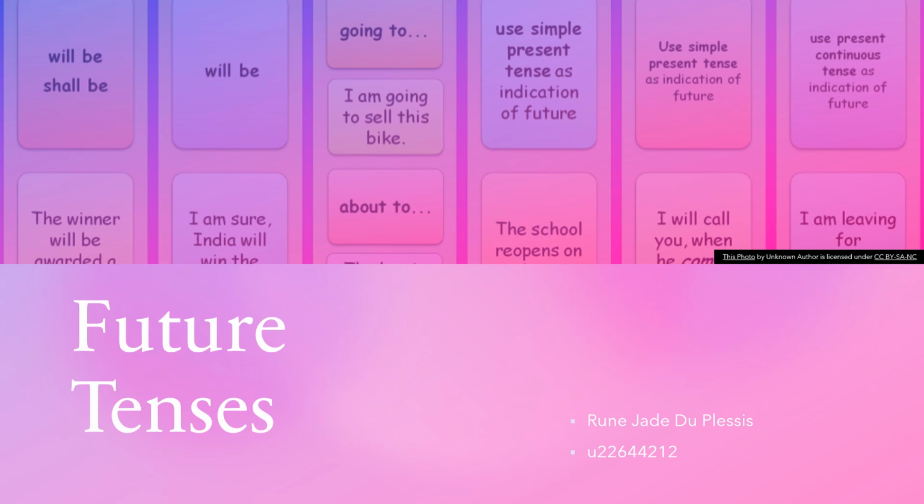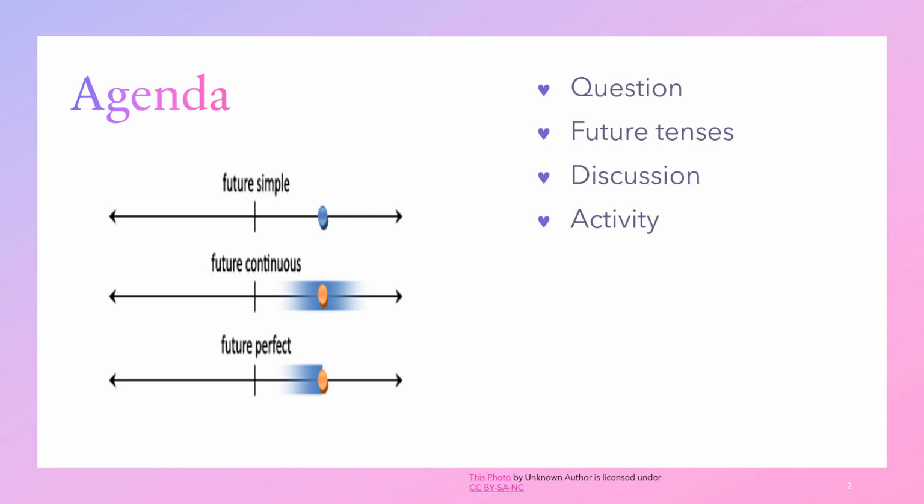Good morning. Today we will be discussing future tenses. So, for the first section of the lesson, I will be dedicating it to questions. I will be asking a few questions on what you have previously learned and if you are able to explain them to me. And then we will be moving on to future tenses, what future tenses are, and the types that you get and how you should use them, right?